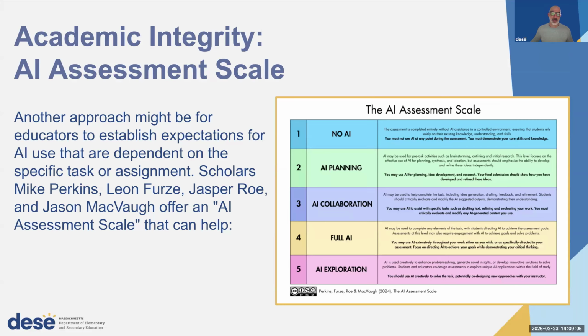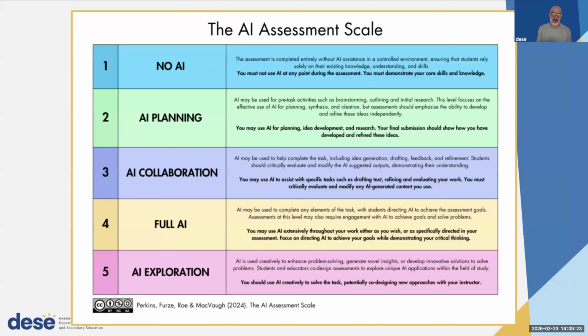Now, other ways to think about maintaining academic integrity can be derived from the AI assessment scale that's developed by Perkins, Furze, Roe, and McVaugh. Another approach might be for educators to establish expectations for AI use that are dependent on the specific task or assignment. Maybe you've come across the AI assessment scale, ranging from no AI use all the way to AI exploration and lots of creative co-designing ways.